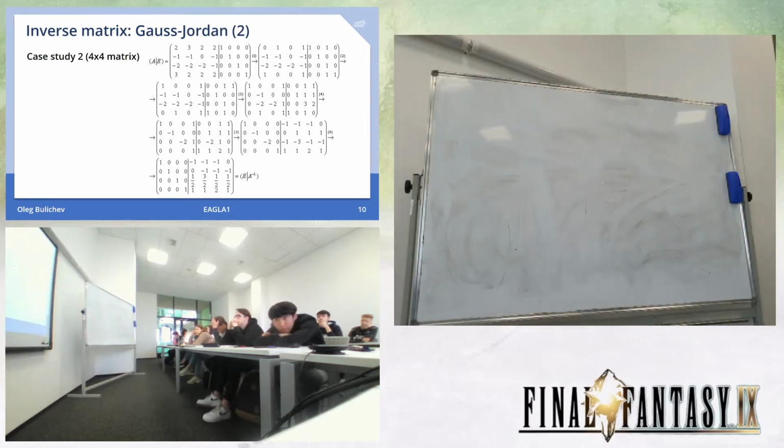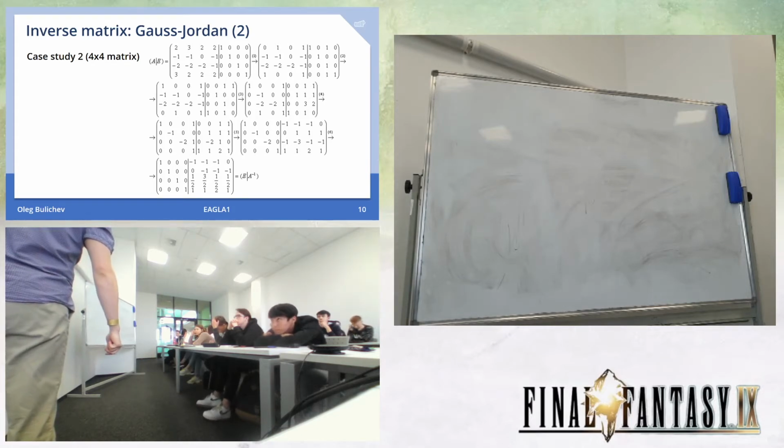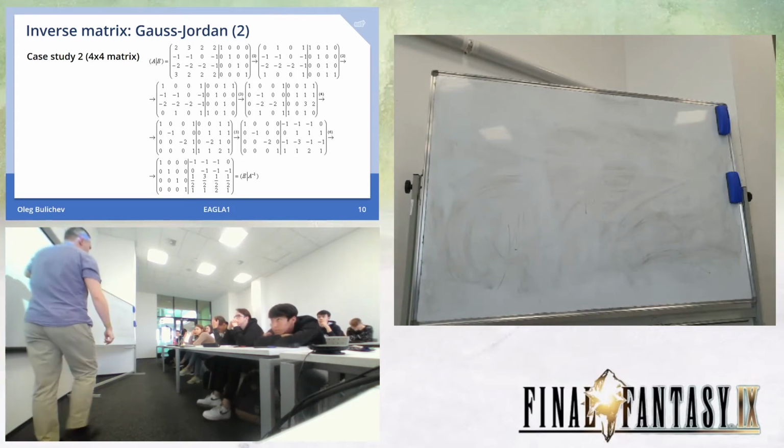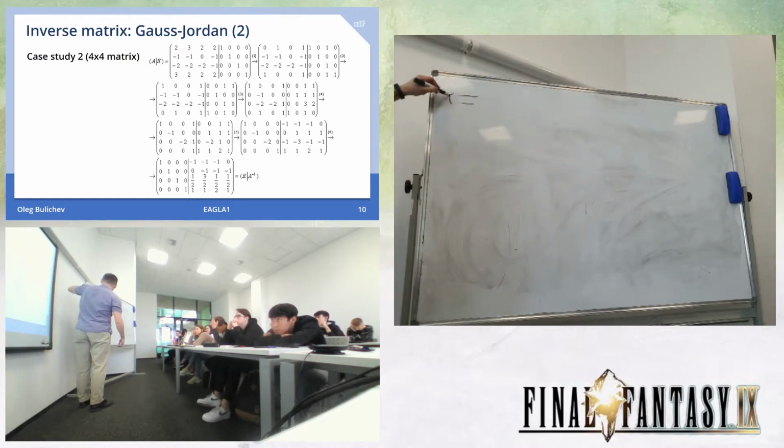So 4 by 4 again. It's fancier, they change the rows. Actually you can change the rows. I hope you understand. So we can solve them. Of course we need to solve in the right part too.